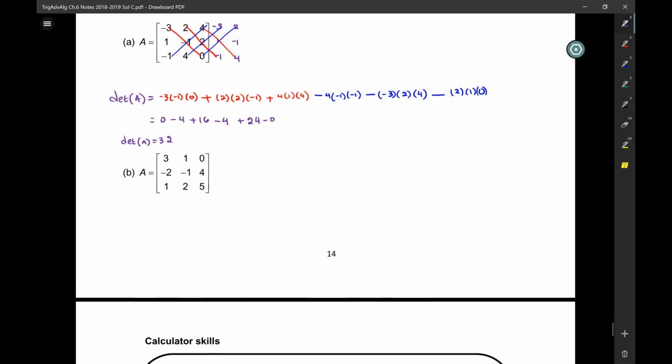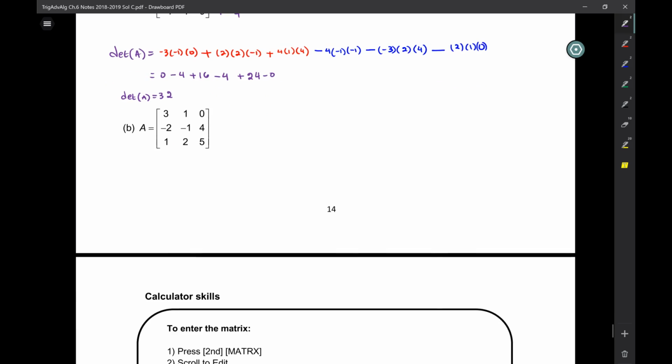That's all. Let's do this next one, but without writing out so much. So reproducing the first 2 columns. All right, determinant of A, I'm going to write it this way this time. Okay, first diagonal, look at what I do. I multiply in my head. 3 times -1 times 5, that looks like -15.